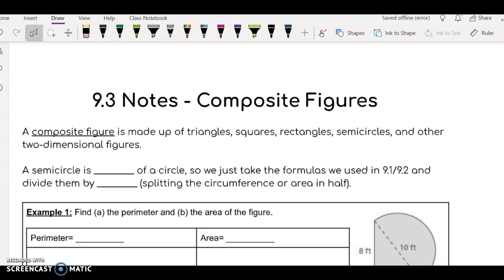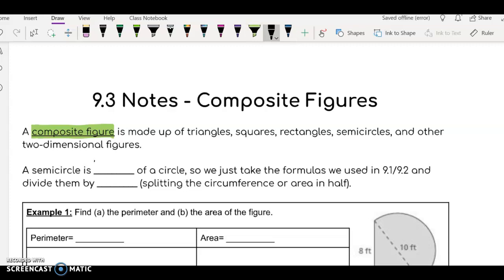We are going to take a look at 9.3 notes, which is our composite figures topic. Our learning goal today is to find the perimeter and area of composite figures. Before we get started, we need to know what a composite figure is. A composite figure is made up of triangles, squares, rectangles, semicircles, and other two-dimensional figures.